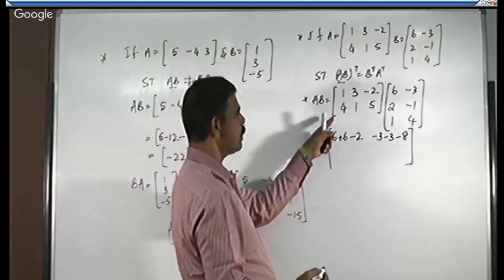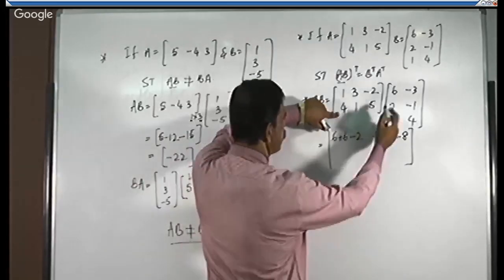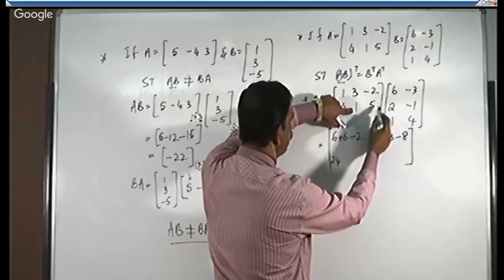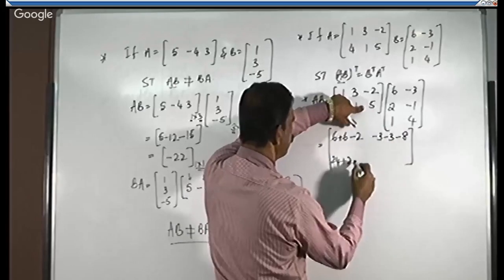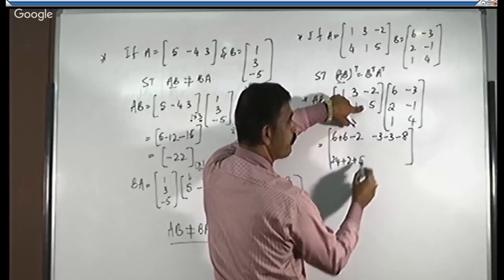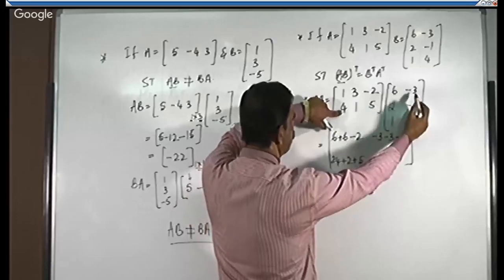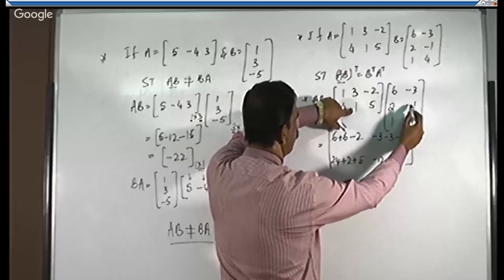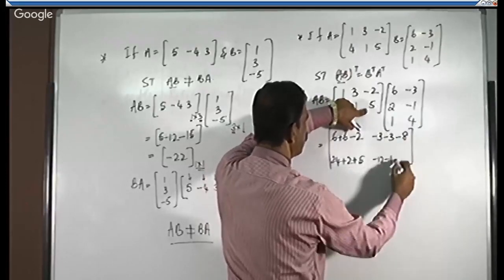Then we should take the second row, which is multiplied with what? First column and second column. 6 into 4 is 24. 1 into 2, plus 2. 5 into 1, plus 5. This is second row, first column. Then second row, second column. 4 into minus 3, minus 12. 1 into minus 1, minus 1. 5 into 4, 20.